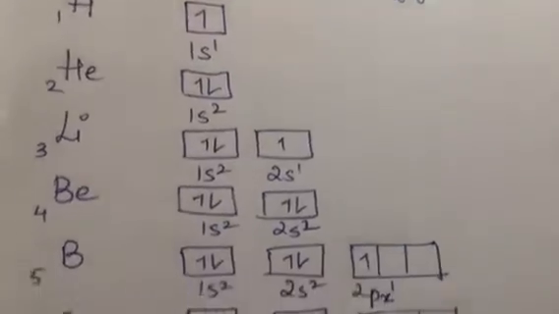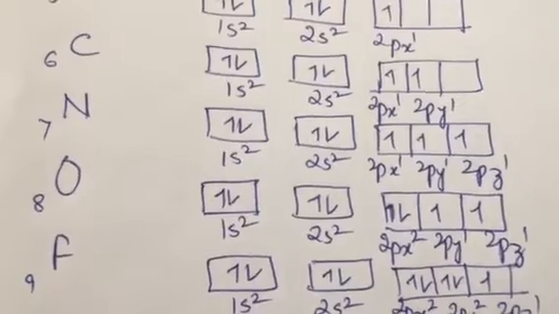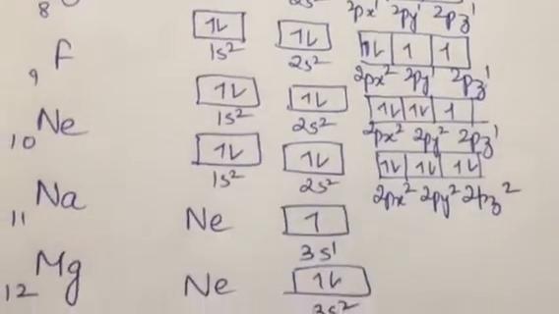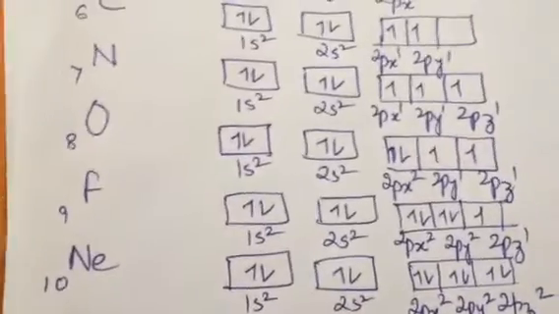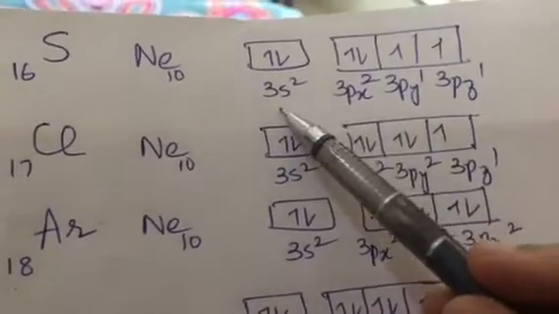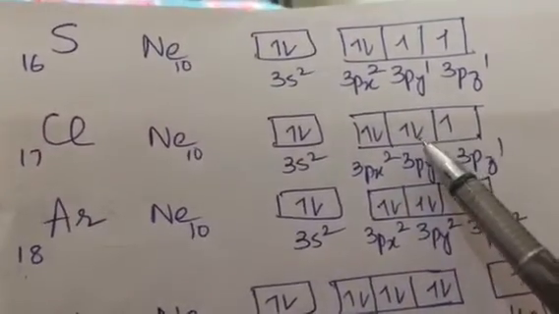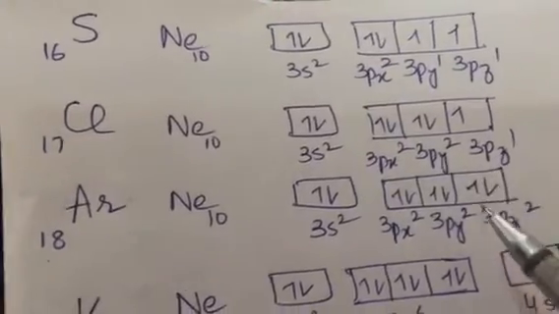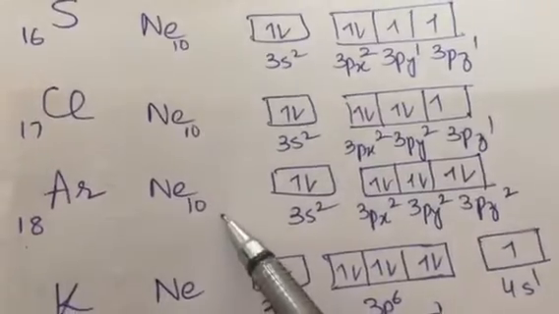So once again, for your reference, please go through all these configurations and understand why helium, then neon and argon would be considered the noble gases. To complete, we can go further with, say, sulfur. Sulfur has 3s2, 3px2, 3py1, 3pz1. In chlorine, the next electron would go to 3py. In argon, all the 3p orbitals are complete, so it becomes a noble gas.